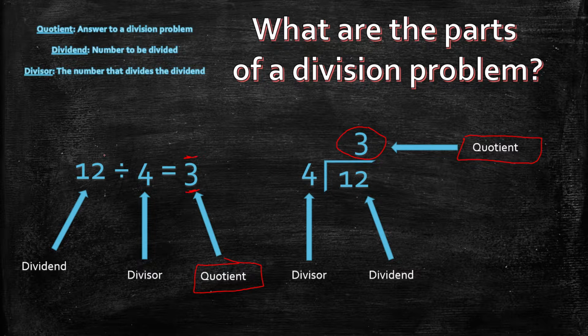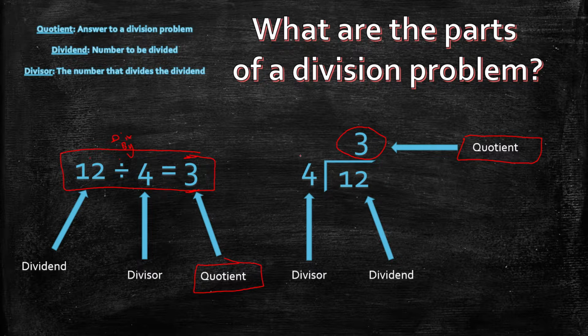Now what makes this different in the writing is when it's written like this, it is saying 12 divided by 4. So 12 divided by 4.